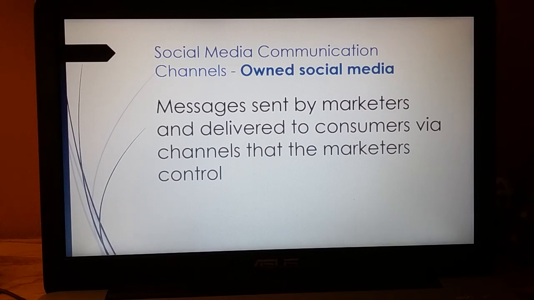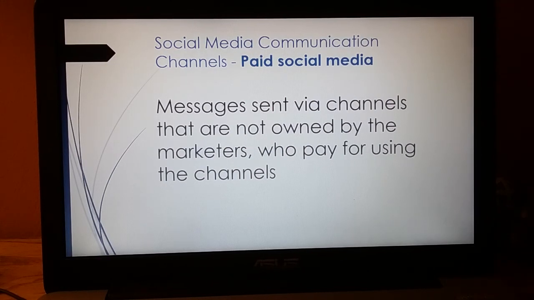Okay, so social media communication channels. We're talking about owned social media and paid social media. Owned social media are messages that are sent by marketers and delivered to consumers that the marketers control, so their websites or maybe an app that they run. That is in contrast to paid social media, which are messages that are sent via channels that are not owned by the marketers, who pay for using the channels. So, blogs and that kind of thing, or other reviews, that kind of stuff.